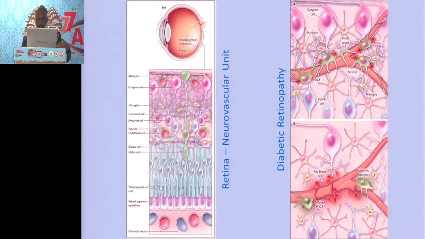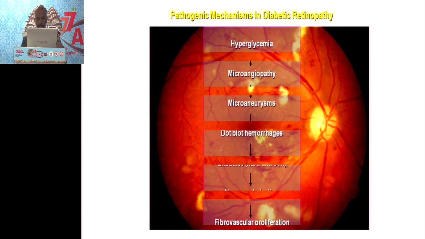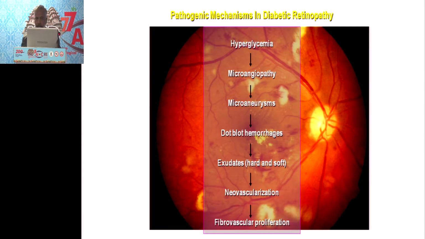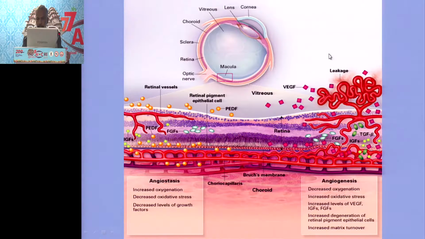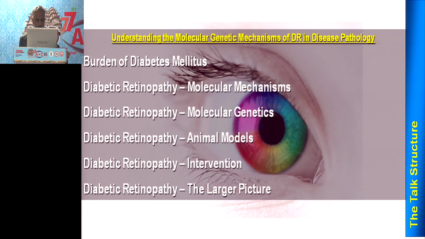So if you can stop this process molecularly, then you can create a better treatment regimen. That's the flow from hyperglycemia to the fibrovascular proliferation that happens in the retina. And this is the difference between the normal physiological retina and the one that goes neovascular in nature. There is a complete imbalance of angiogenesis and angiostatic mechanisms in the retina.